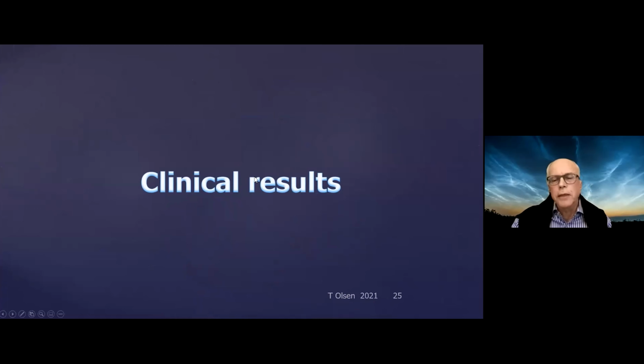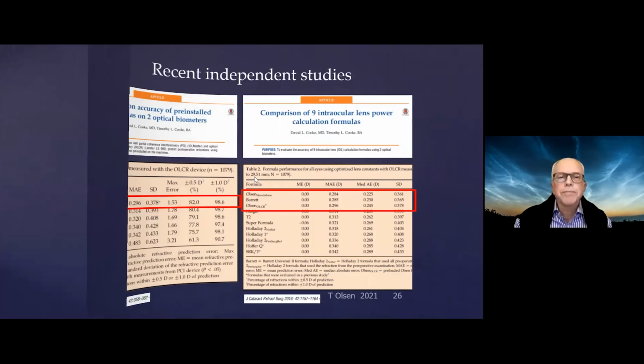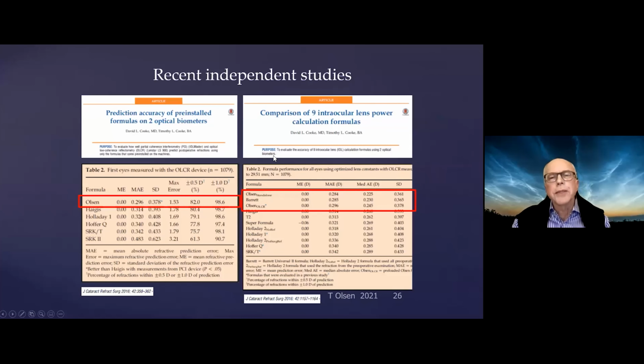What about the clinical results? Well, there have been some papers out there comparing the Olsen formula to some of the other formulas. This is a work by Koch and Cook from 2016, comparing up to 9 lens power calculations. And the Olsen formula came out quite good on the top, together with the Barrett formula.